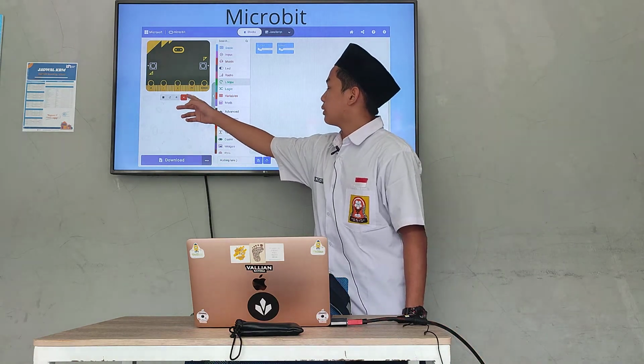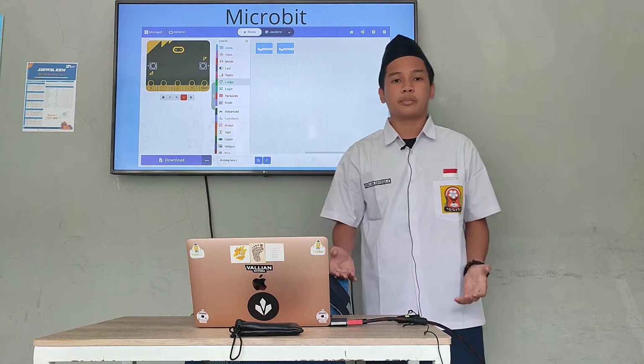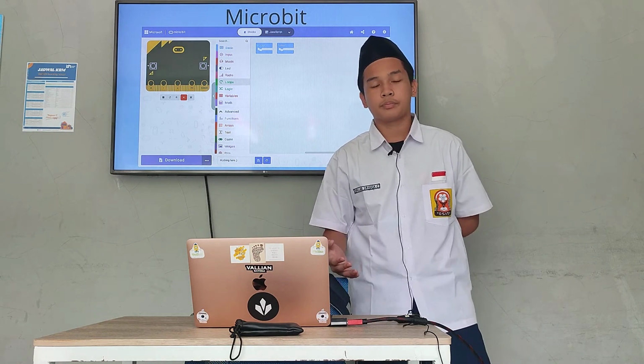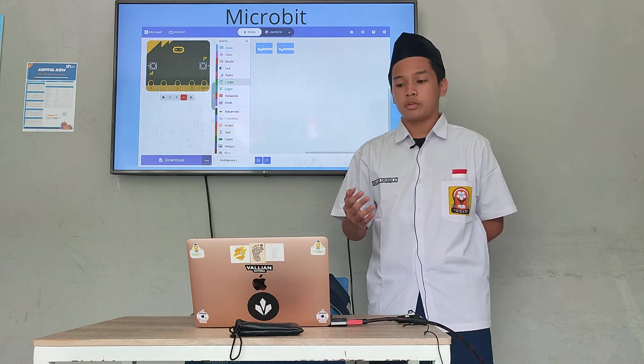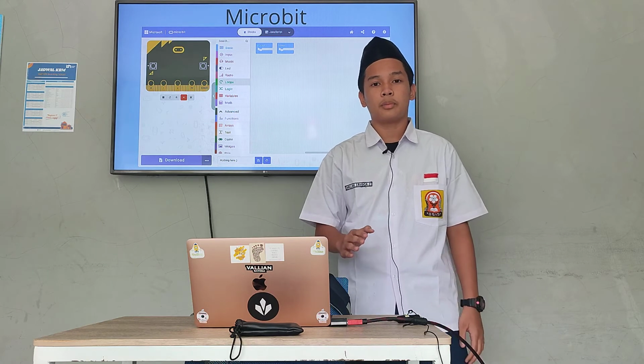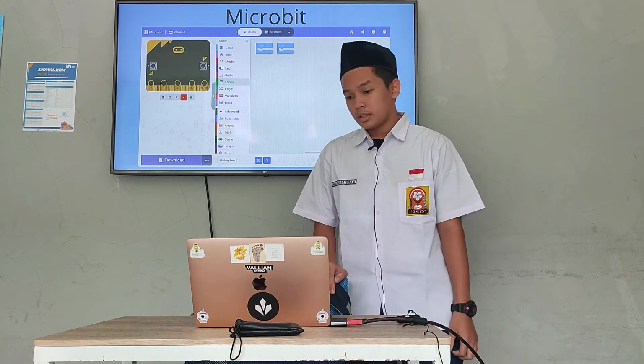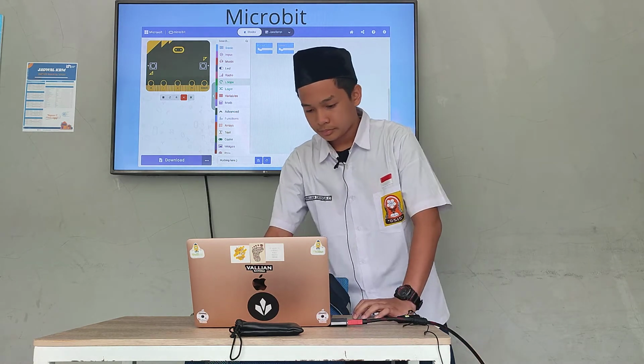You guys may be wondering, what is this? That's the Microbead chip. The Microbead chip is very important for that robot, because the Microbead chip is the one that makes the robot move, or maybe do whatever you want with the robot. Now let's go to our project.